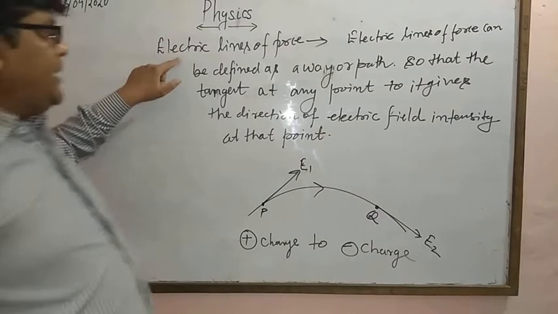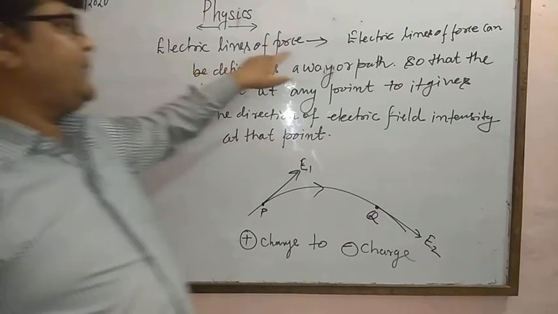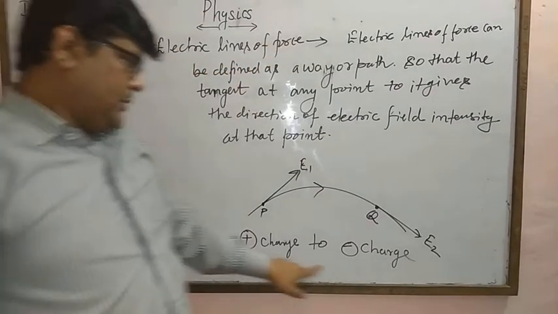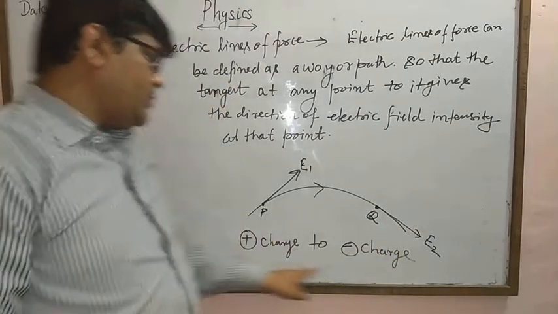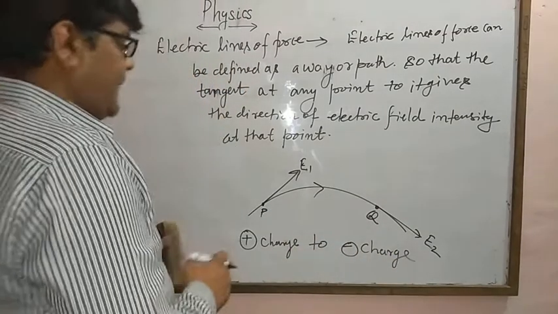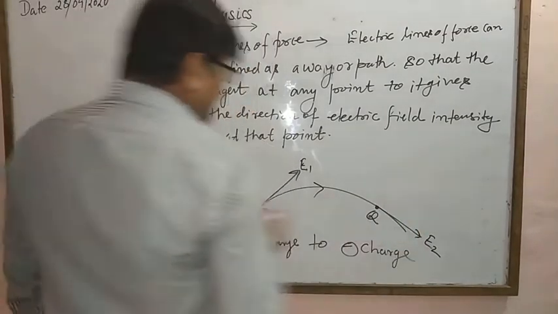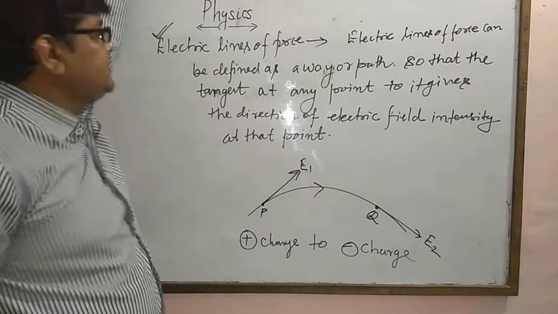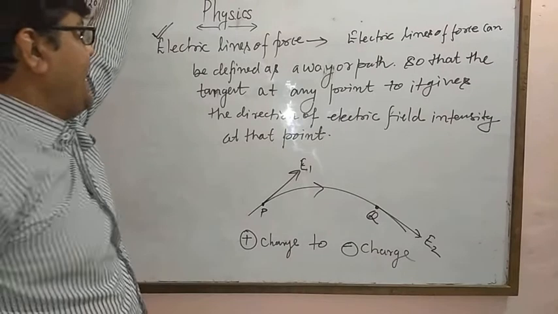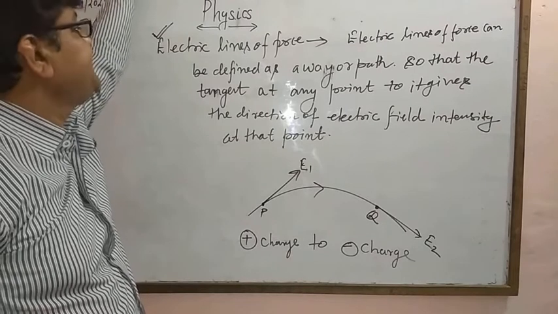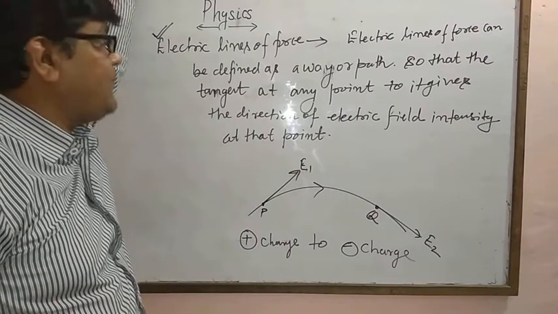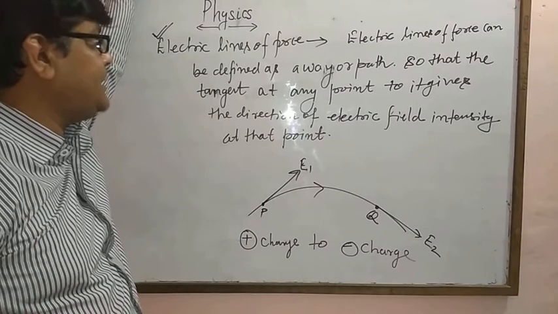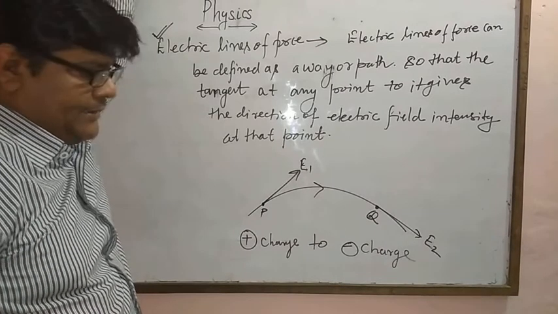The direction of electric lines of force is always positive to negative. It is also called electric field lines. Electric lines of force is also called electric field lines.